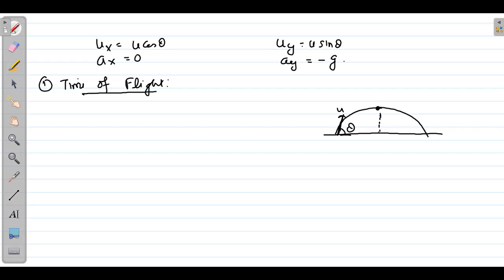at this point. Here the initial velocity is u cos theta, and this is u sin theta. We see that at the highest point it has only the horizontal component. The vertical velocity component will be 0. That is the maximum height, because if it had a vertical velocity component, it would move further higher. So at the highest point, vertical velocity will be 0. If I say this is A, this is B, this is C, this is D, at D, the highest point, I can write vy equal to 0.